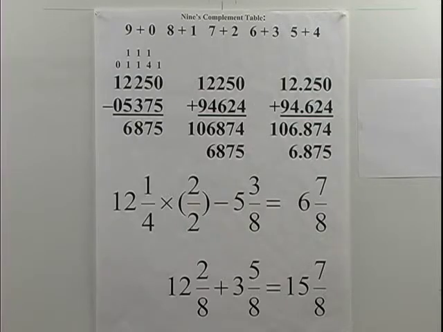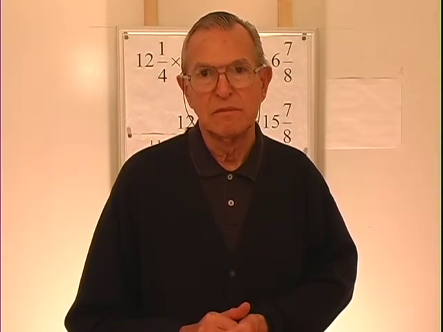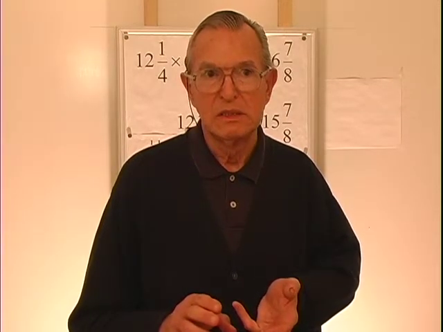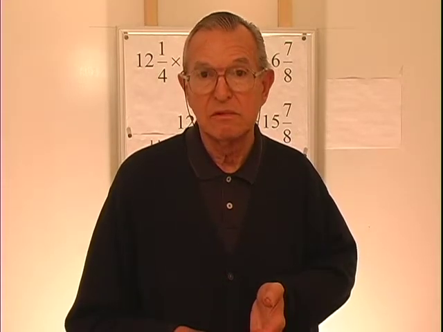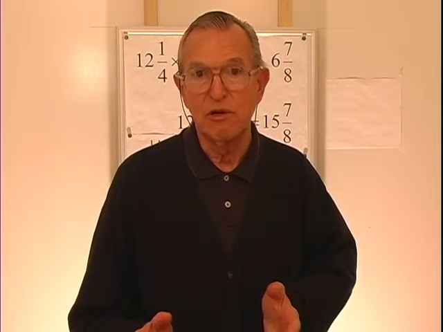My last step in the 9's complement procedure is to take this leftmost digit, it will always be a 1, add it to the rightmost digit, 5 in this case, I get a 6. 6 and 7/8. So 12 and 1/4 minus 5 and 3/8 is equal to 6 and 7/8. The algorithm is valid for all numbers: integer subtraction, decimal fractions, fractions, and mixed numbers. So it's valid for all numbers.